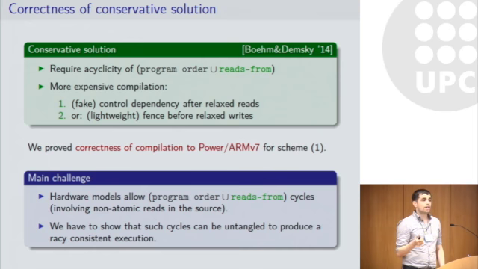And the reason is that the hardware model does allow these cycles in program order and reads-from. But we want to show that every behavior that the hardware allows, the C11 source also allows. And we have somehow to untangle these cycles in order to show that the program was racy and already has undefined behavior in that case. So this is quite a tricky kind of proof to do.